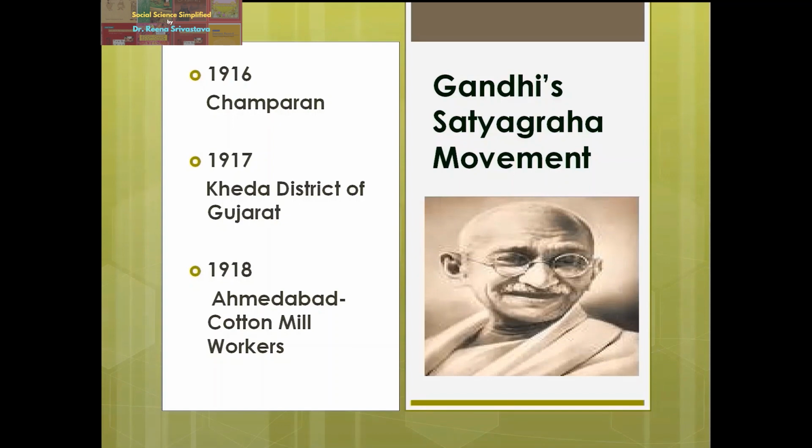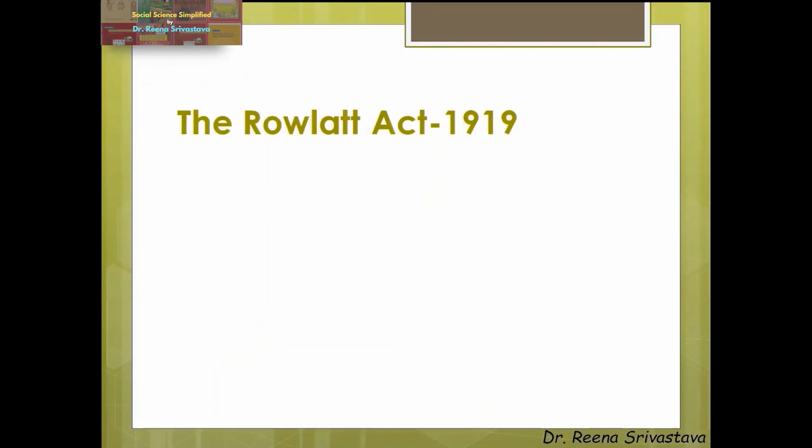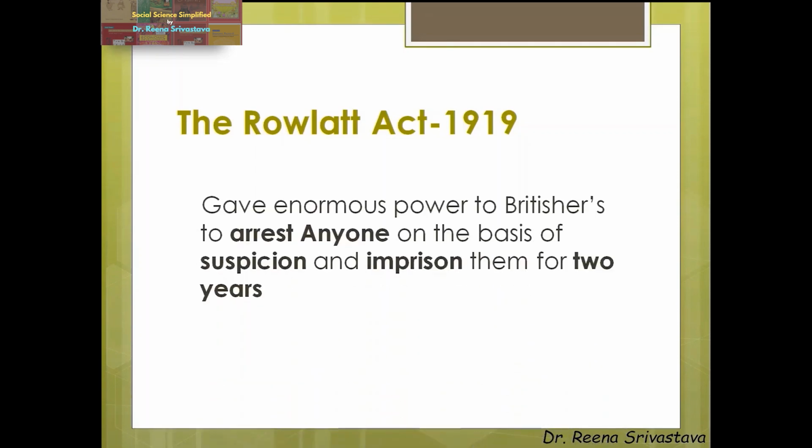By 1918 the First World War was over, and as per the promise given by the Britishers to the Indian leaders that they should support them during the war and once the war is over they will give dominion status to Indians. But the Britishers broke their promise. Instead of that, they implemented the Rowlatt Act. This act was introduced in 1919. It was one of the suppressive acts introduced by the Britishers and as per this act, it gave Britishers enormous power to arrest anyone on the basis of suspicion and imprison them for 2 years.